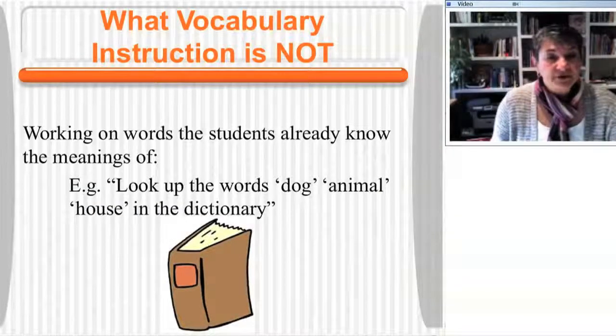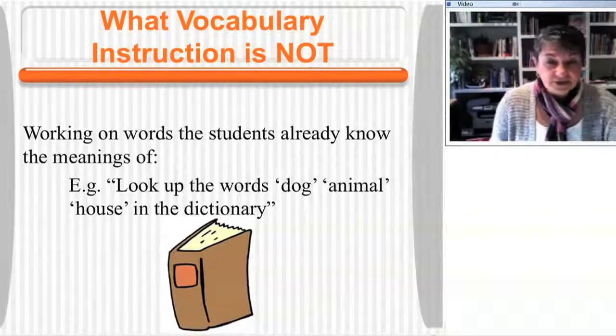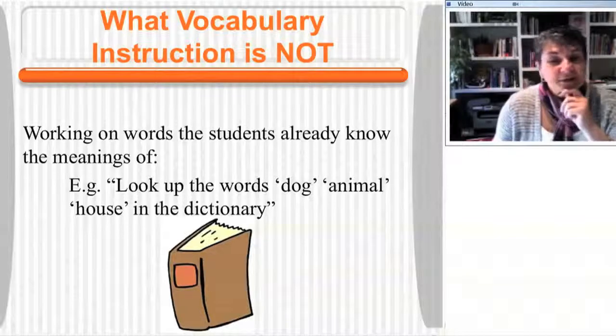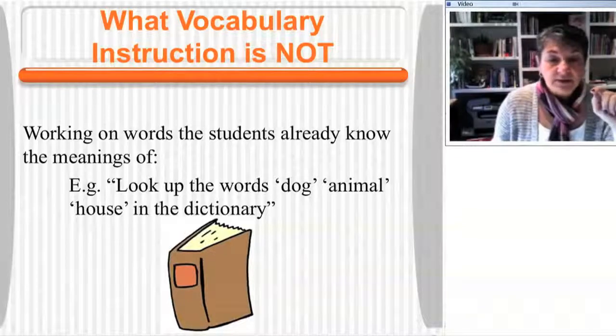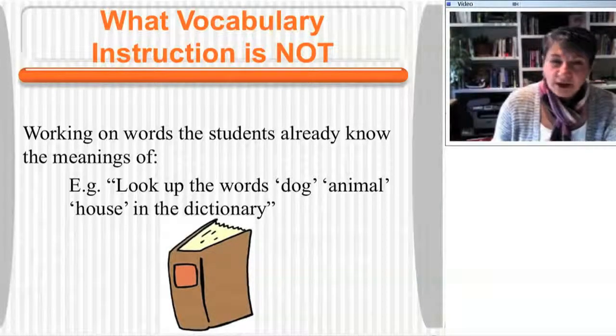Another thing vocabulary instruction is not. Vocabulary instruction is not simply working on words that students already know the meanings of, like looking up the word dog or animal or house in the dictionary. One of my colleagues had an interesting thing happen. Her second graders had to look up words in the dictionary, and one of the words they were looking up was the word house. Well, that's really not vocabulary instruction because most second graders know what a house is. So we're not talking about vocabulary instruction in that sense.